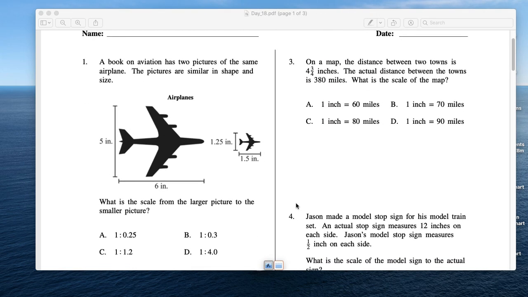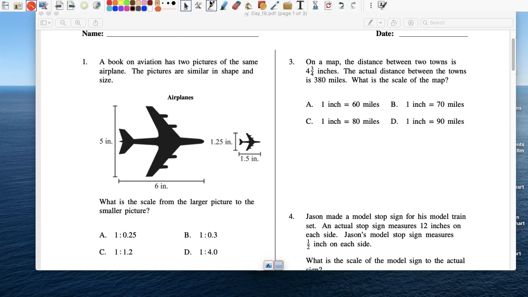3. On the map, the distance between two towns is 4 3/4 inches, 4.75. What's the actual distance? The actual distance between the two towns is 380 miles. So what is the scale of the map? All right, so remember the scale goes 1 inch equals x miles, right? What we do know is that 4.75 inches corresponds to 380 miles in real life. So we're missing our scale, this x here. We want to know on the map, what does every inch represent?